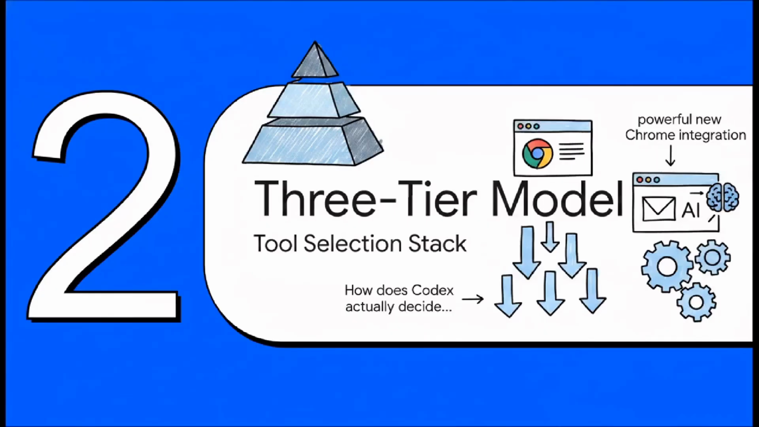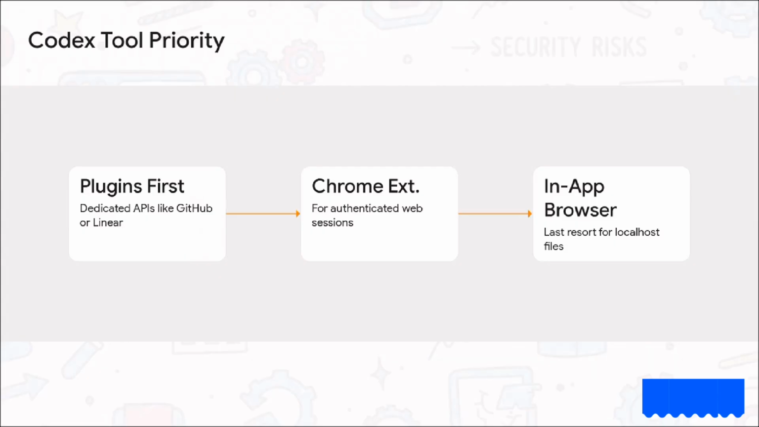Moving on to part 2, the three-tier model. You can kind of think of Codex as having this very specific toolbox, and it uses a strict priority stack to pick its tools. First up, it always looks for dedicated plugins. If there's a native API for GitHub or Linear, it'll use that, because it's just cleaner and more reliable. Second, if your task needs a logged-in browser state, like, say, checking a staging server, it'll reach for the new Chrome extension. And finally, it uses its built-in, sandboxed in-app browser as an absolute last resort.